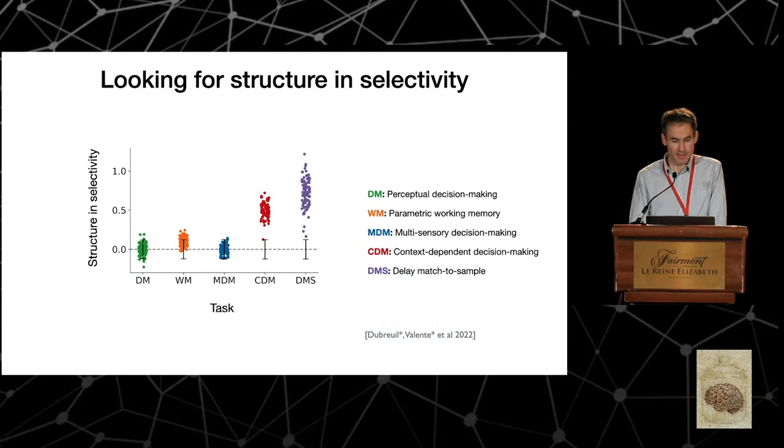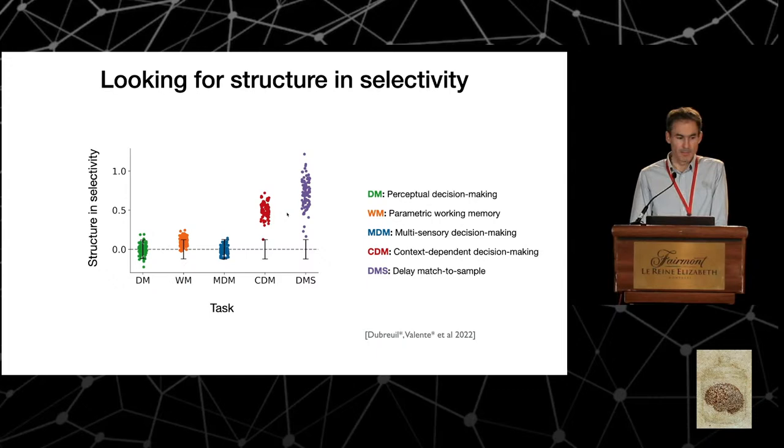Okay, so this is the analysis, and so here are the results. So for every task and every network, we can plot the amount of structure that we find in the selectivity, which is the amount of deviation from a Gaussian distribution. And we get a picture that looks interesting. So we have three tasks in which there are basically no significant deviations from a Gaussian, and two tasks where we have strong deviations. Okay, so this is interesting. So it suggests that maybe some tasks don't need structure, while other tasks need some kind of class structure.